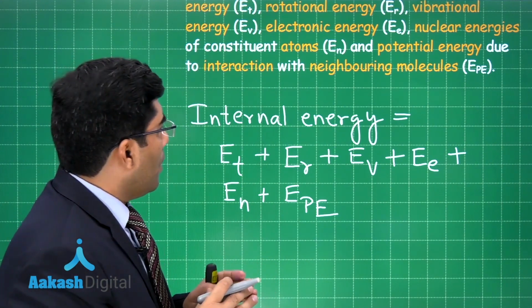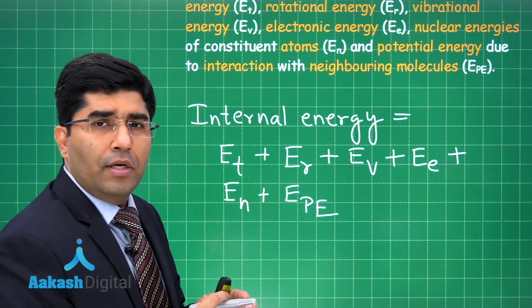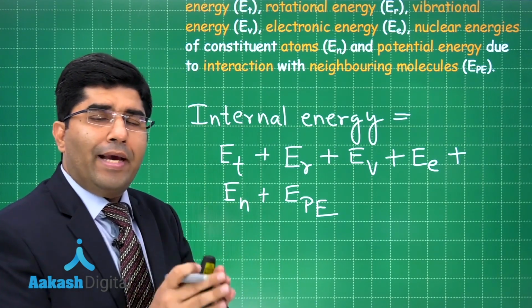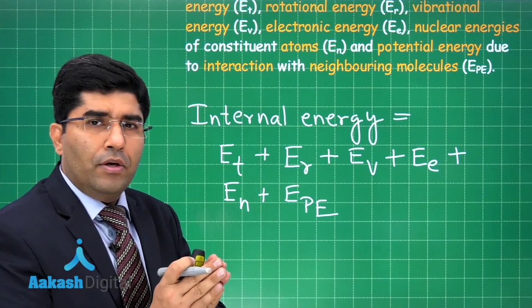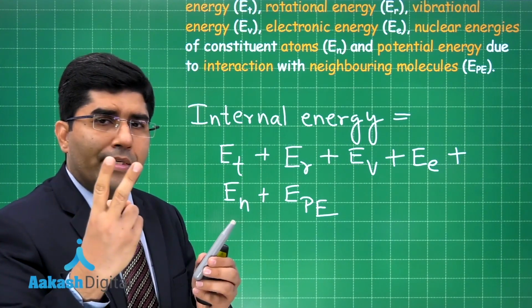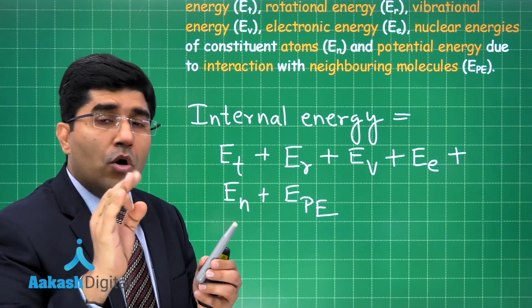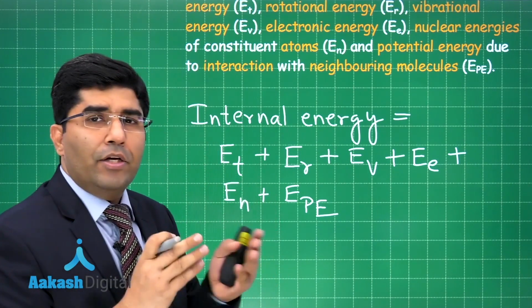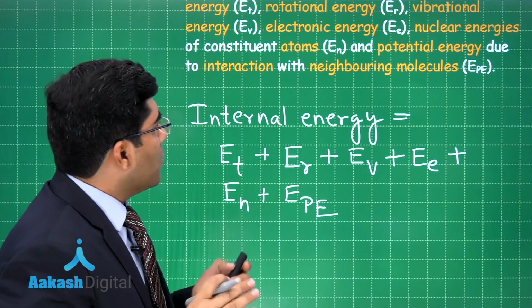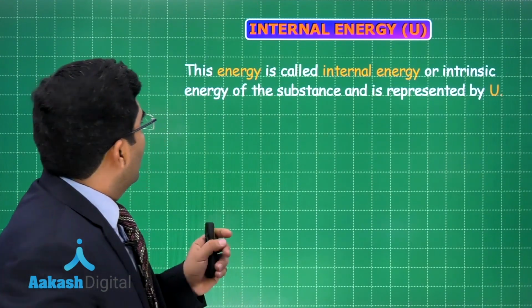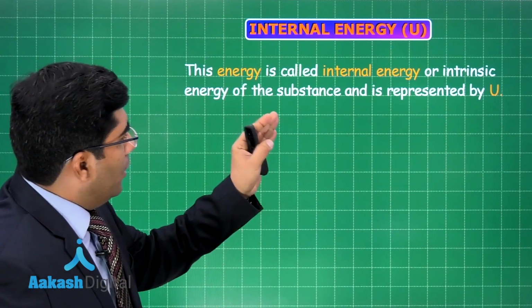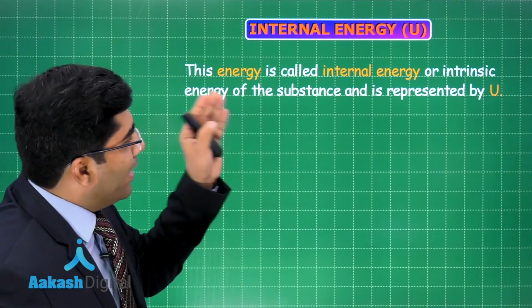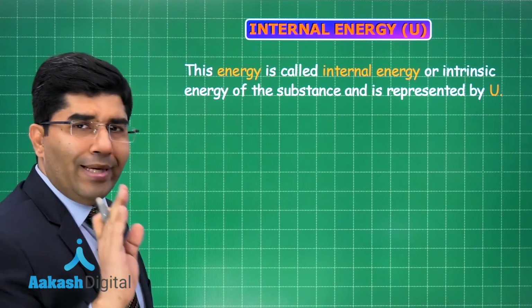Now, it is also a form of energy. And we already discussed that system and surrounding can exchange energy in two ways, either by work or by heat. Now let us see how this internal energy is related to work and heat. So first of all, this energy is called internal energy or intrinsic energy of the substance, represented by capital U.